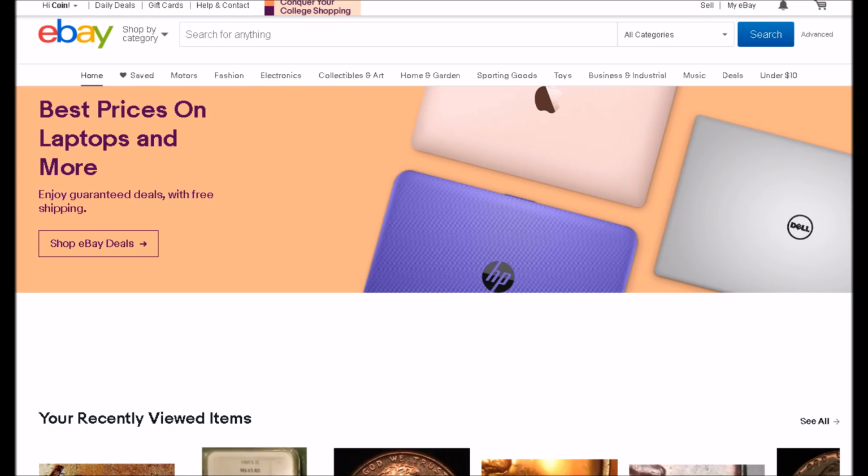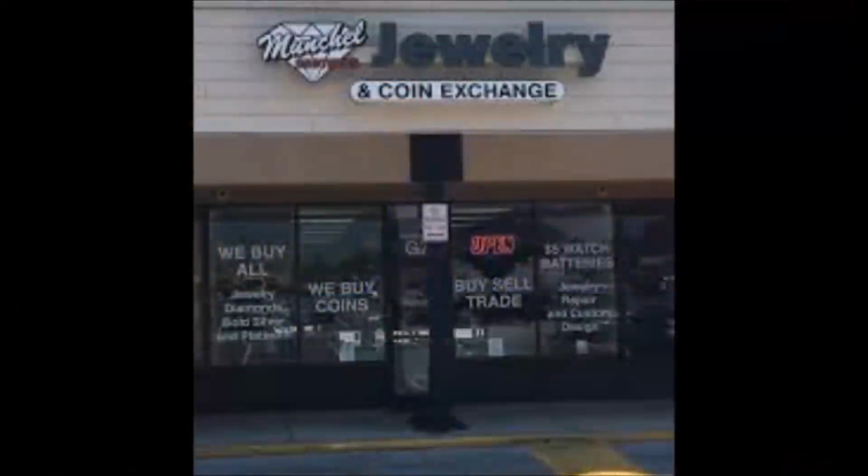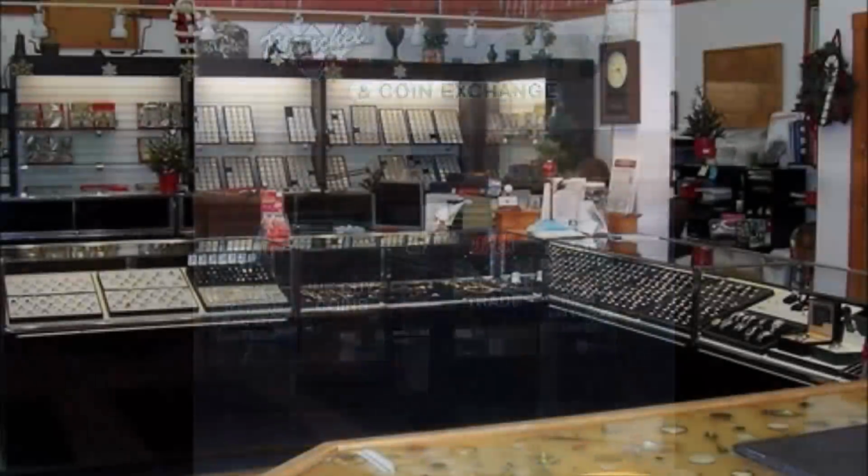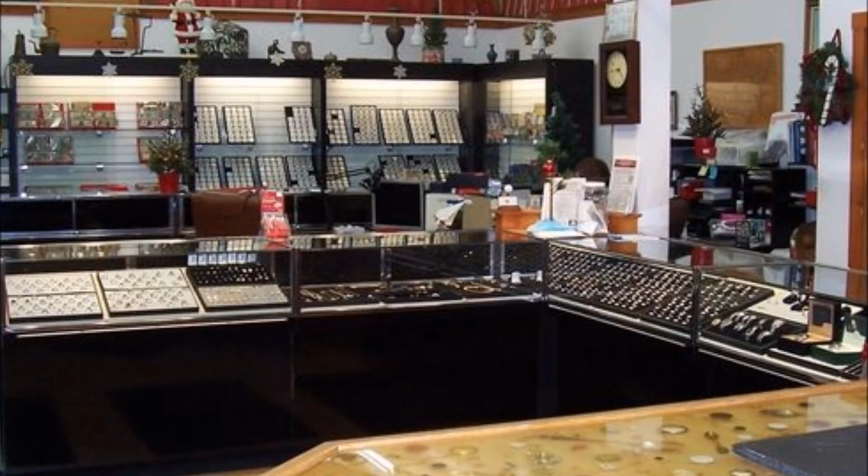So now you know the value, you know the grade, and you know what the variety is. Now you want to sell it. Well, you could go to a coin shop. Just keep in mind, when it comes to error and variety coins, most coin shops do not buy that type of stuff. And the reason is they do not have the market for it.